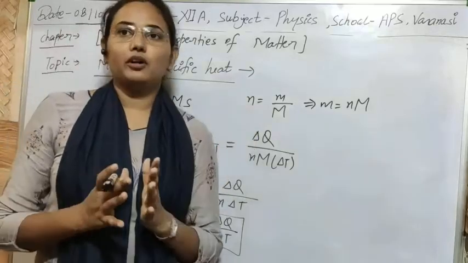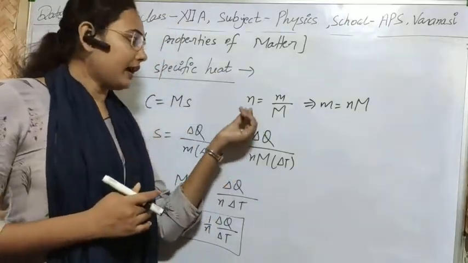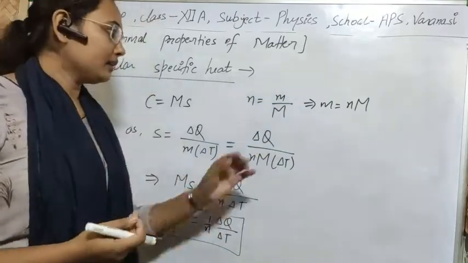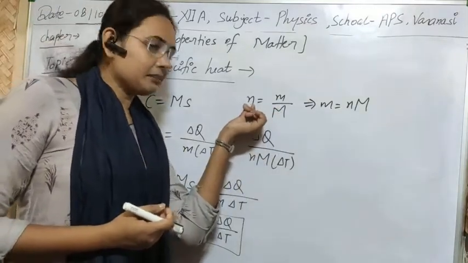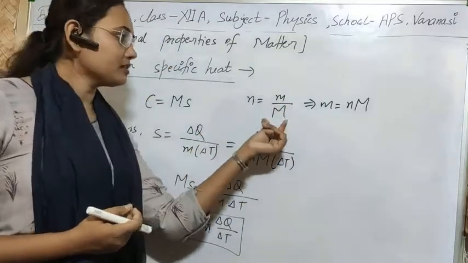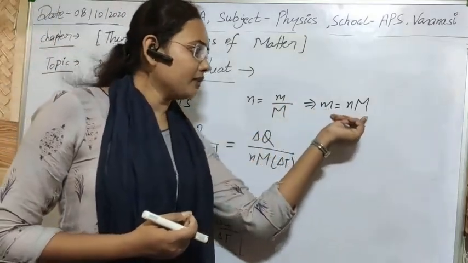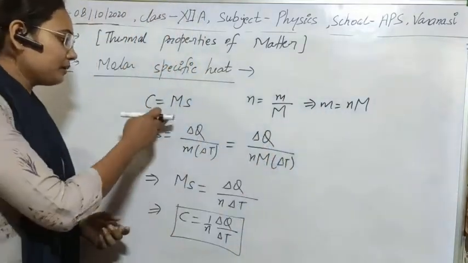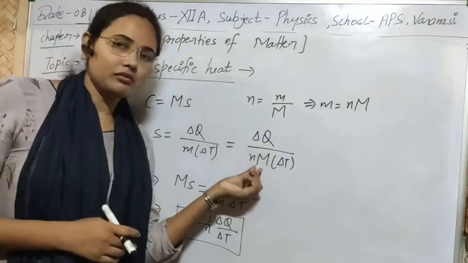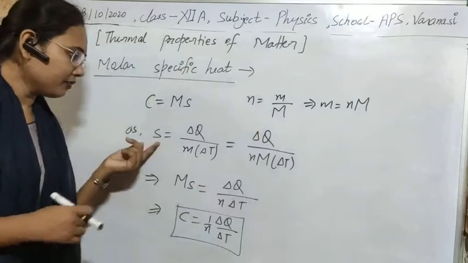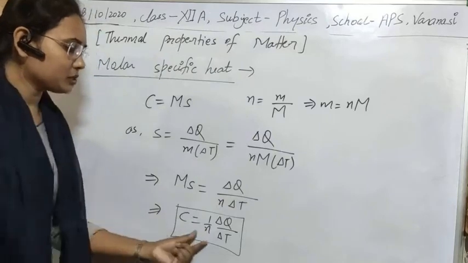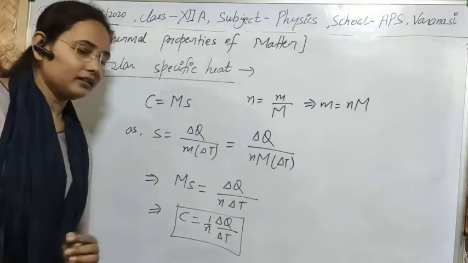Now suppose in our system there are n number of particles, and every particle has mass small m. Then we can write this number of particles equal to m upon capital M, where capital M is the molar mass of the system. So the value of m will be n into capital M. We can put the value of small m in it, changing it into terms of molar mass, and if we multiply M into S, we get molar specific heat, whose value is 1 upon n delta Q by delta T.